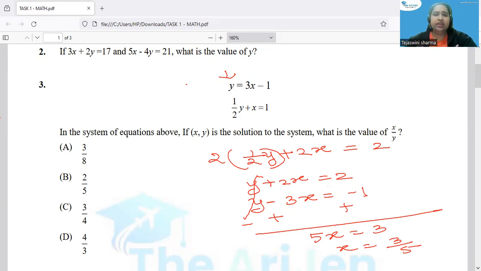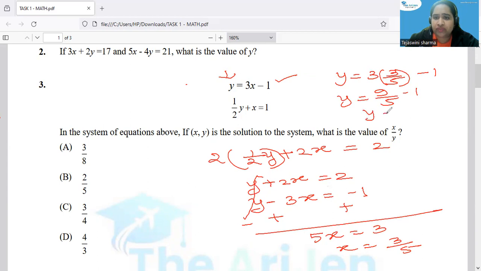Correct. And then when I apply this 3/5 to the first equation, it is 3 into 3/5 minus 1, which is 9/5 - 1. On solving, with the same denominators, you will have 9/5 - 5/5, which is 4/5.